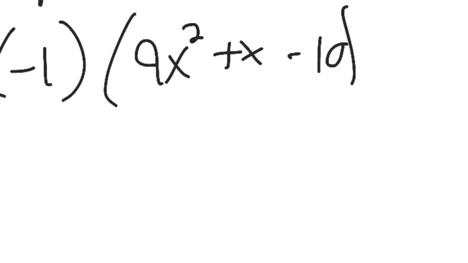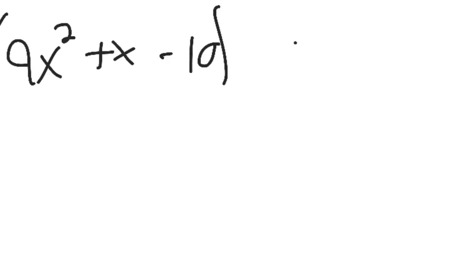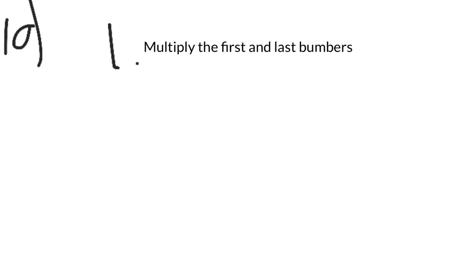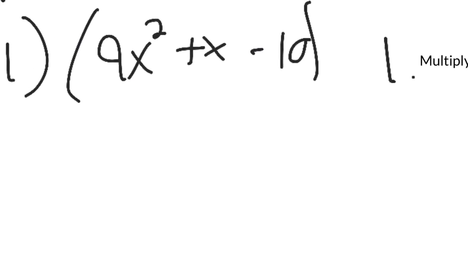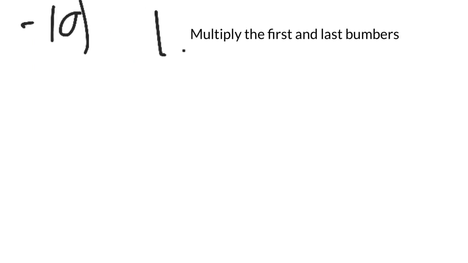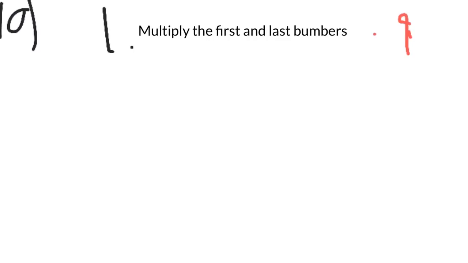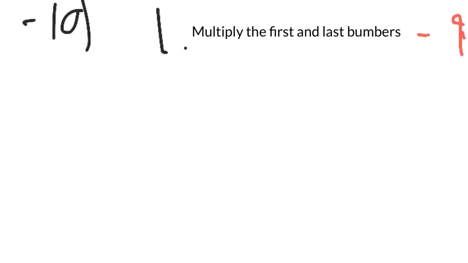So if you're trying to factor and a is not 1, like this is, you have to use a bit of a longer method. The first step is multiply the first and the last numbers. So that's 9 times -10. Make sure to watch and take your negative sign with you. So in my first step, I have -90. There we go. That's the first step.